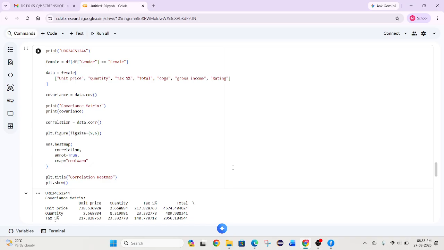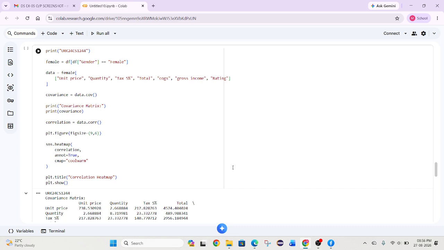Next, a matrix is simply a table of values. Here each row and column represents a variable. Each cell shows the covariance between the two variables. Covariance tells us the direction of how variables change together, but covariance depends on the units. Correlation is standardized between -1 and +1, so it is easier to compare.